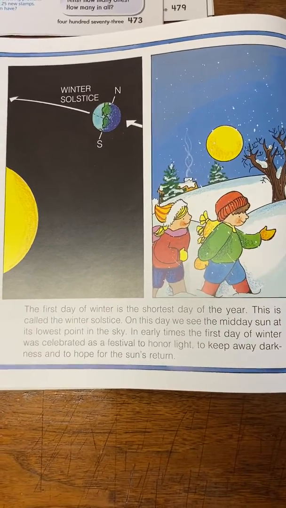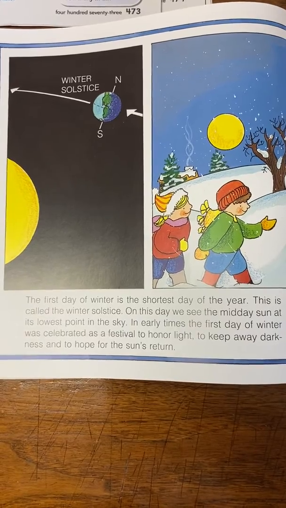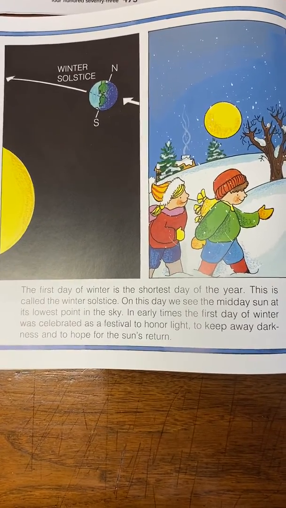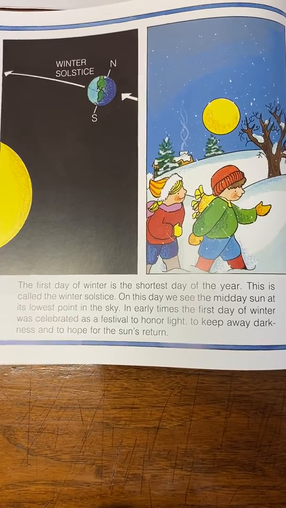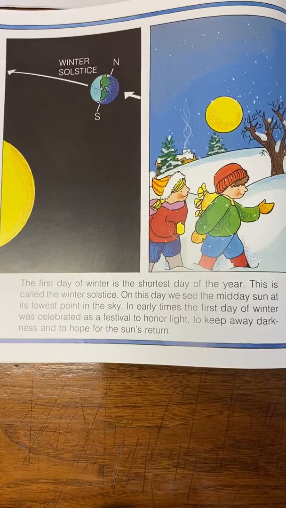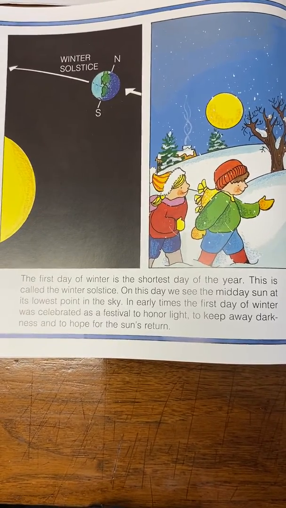The first day of winter is the shortest day of the year. This is called the winter solstice. On this day, we see the midday sun at the lowest point in the sky. In early times, the first day of winter was celebrated as a festival to honor light, to keep away darkness, and to hope for the sun's return.